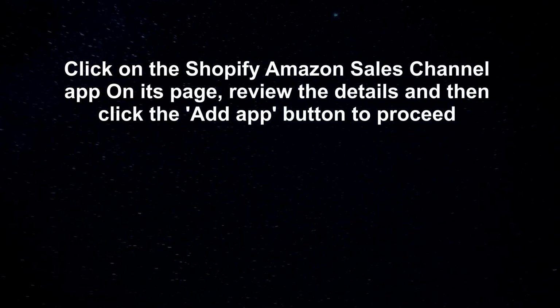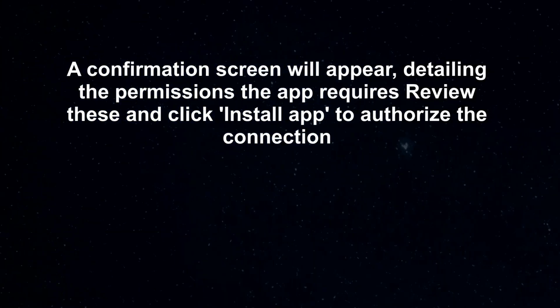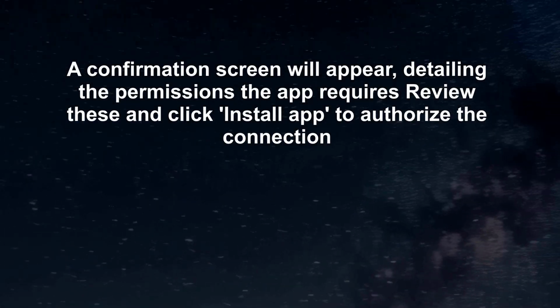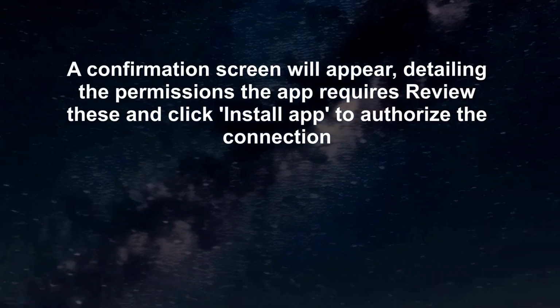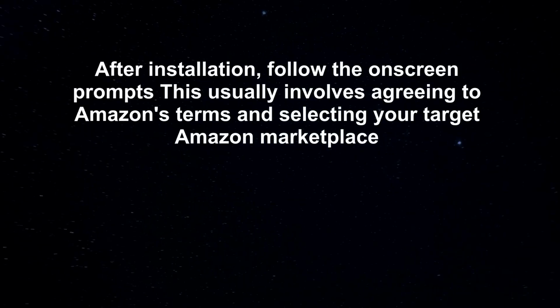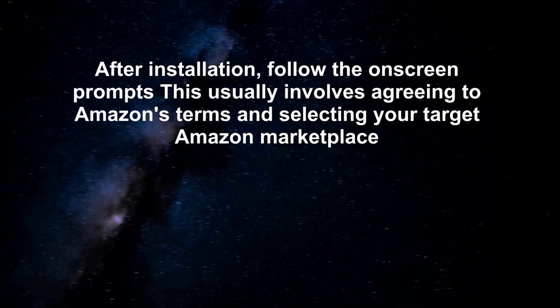Review the details and then click the Add App button to proceed. A confirmation screen will appear detailing the permissions the app requires. Review these and click Install App to authorize the connection. After installation, follow the on-screen prompts. This usually involves agreeing to Amazon's terms and selecting your target Amazon marketplace.